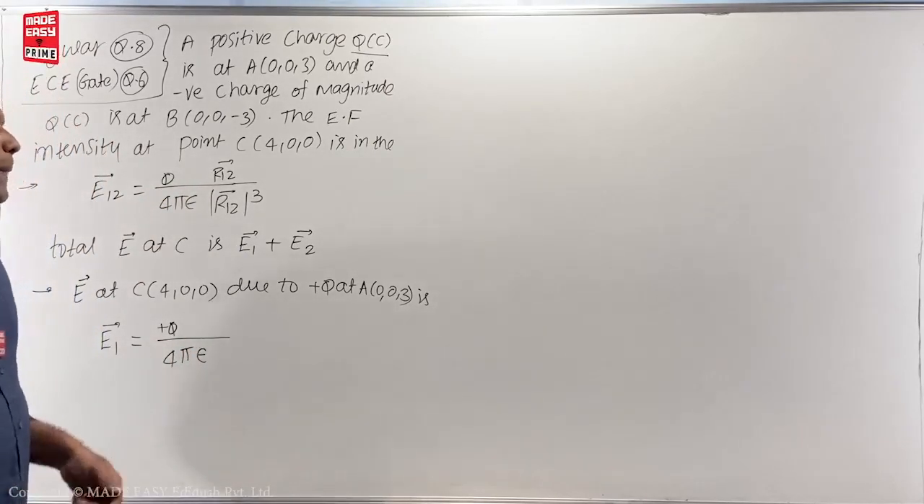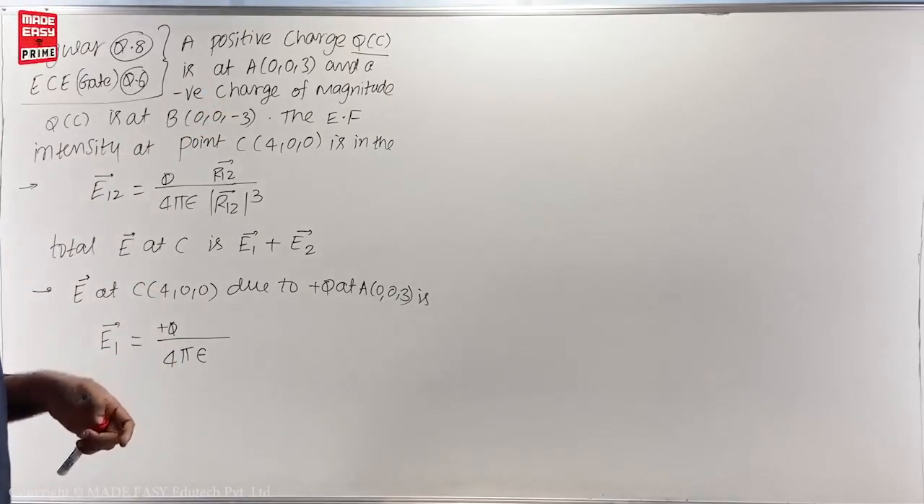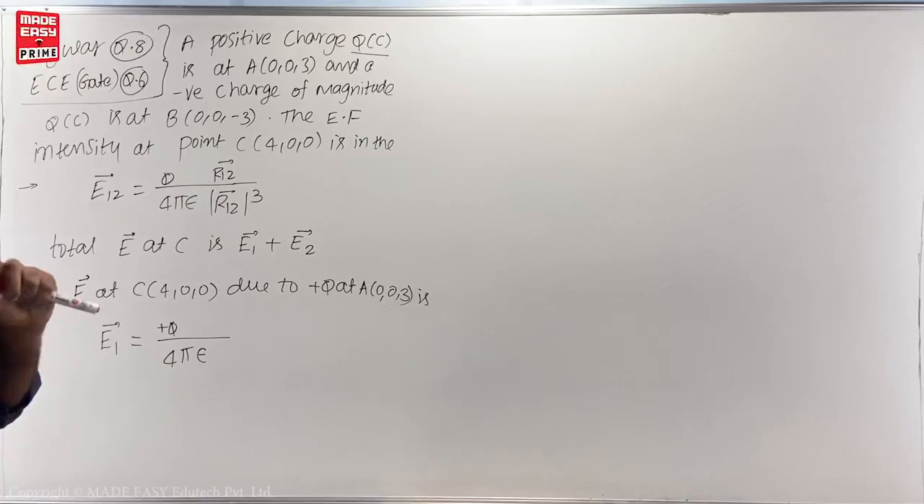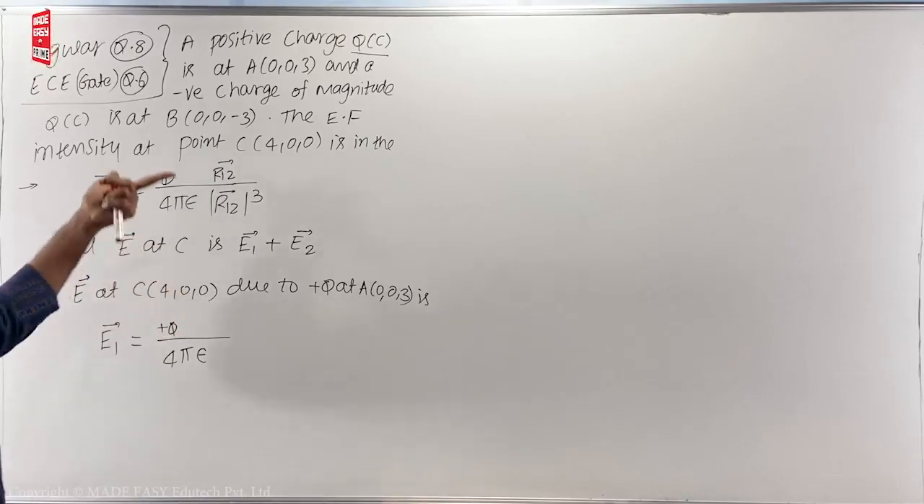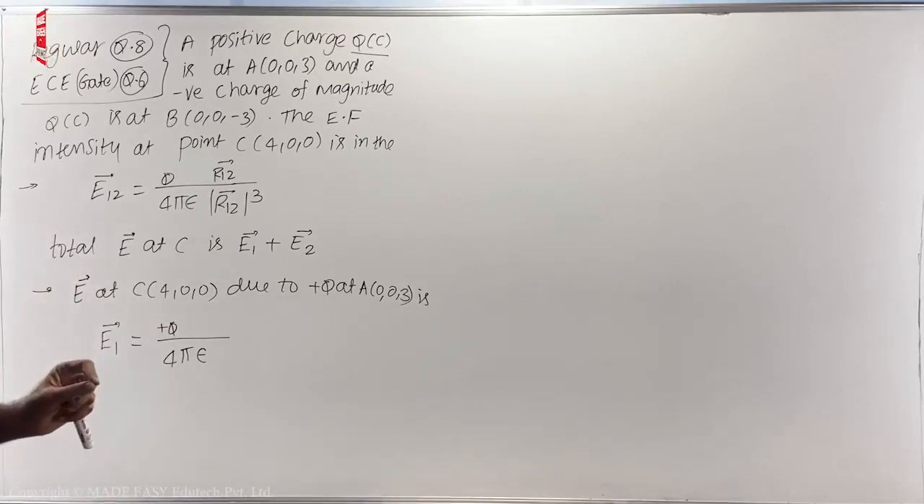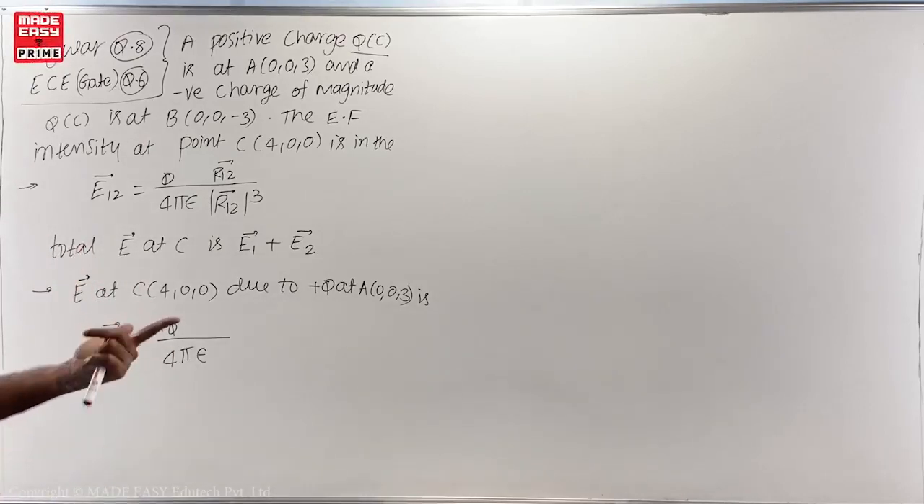Actually, anytime, if medium type is not given, you put it as it is, like epsilon. But in answers, if you find epsilon not, then you also take a medium and put epsilon not. It doesn't matter. Anytime medium is not given means that is generally air medium or otherwise free space.